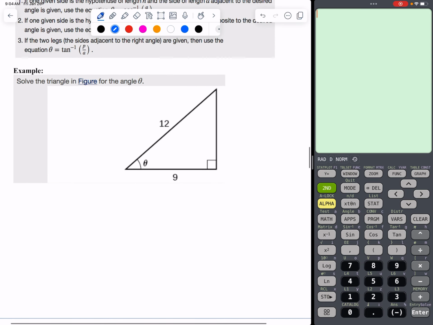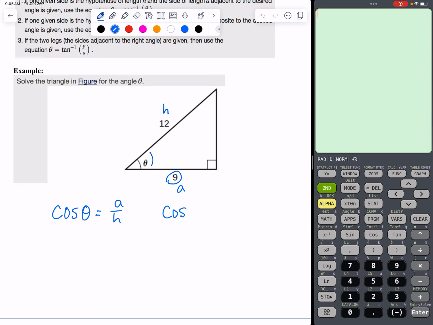Okay, so I have a triangle, and they want us to find theta in this triangle. Looking at this triangle, I notice I have my theta, and I have the adjacent, so I have adjacent over hypotenuse. Well, if I think about my trig functions, that's cosine. Cosine theta is equal to A over H. So I'm just going to fill this in.